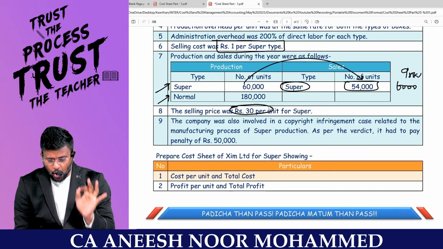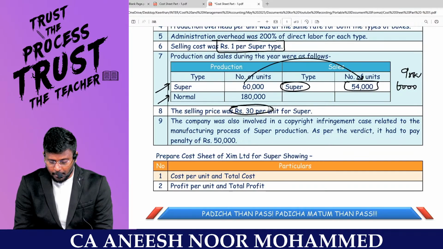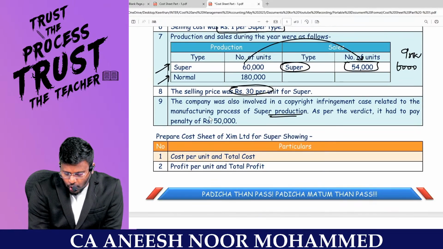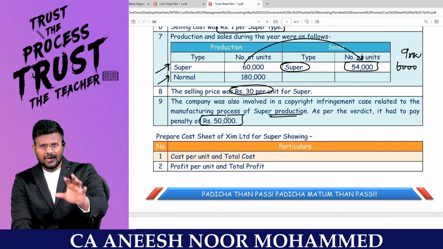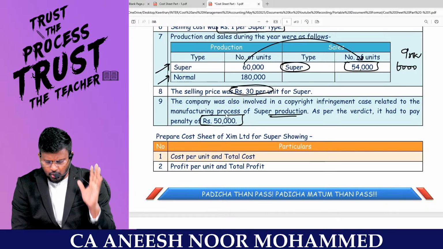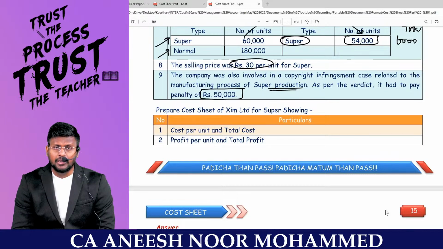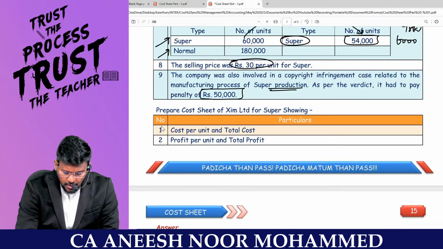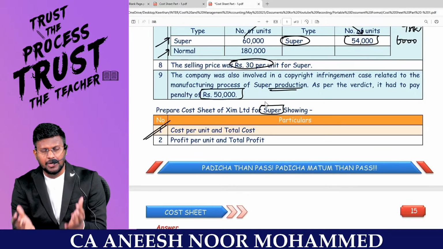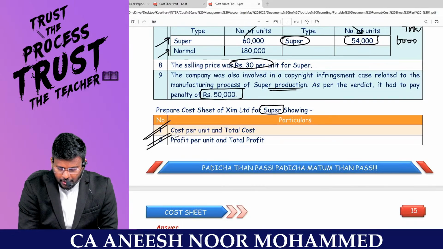The company was also involved in a copyright infringement case relating to the manufacture of super production. As per the verdict, it has to pay a penalty of 50,000 rupees. So the company has incurred 50,000 rupees as penalty cost. Whether it will come in the cost sheet or not, you have to decide. Prepare cost sheet of Zim Limited for super showing cost per unit and the total cost. Just for the super, they want the cost per unit and the total cost you have incurred, and the profit per unit and total profit.